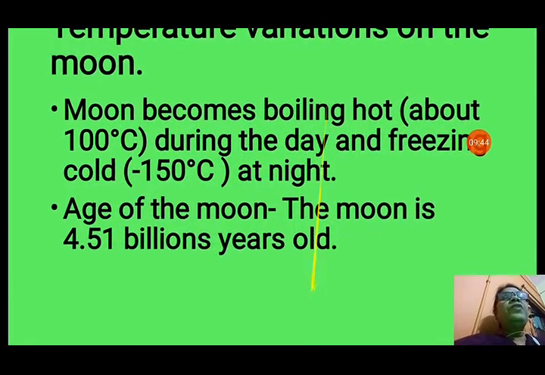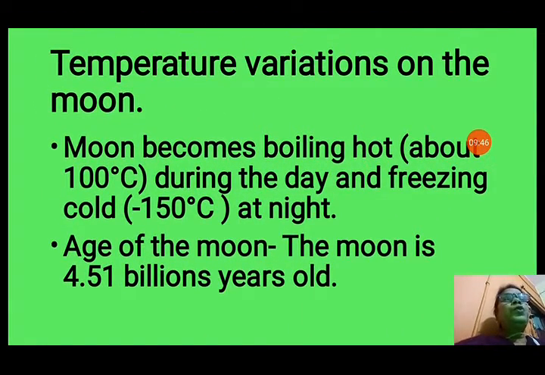Now temperature variations on the moon. There is a very big variation in the temperature on the moon. So let us see. The moon becomes boiling hot, about 100 degrees Celsius, during the day when there is sun, and freezing cold, minus 150 degrees Celsius, at night when there is no sunlight. That is very freezing cold. Now what is the age of the moon? The moon is 4.51 billion years old.